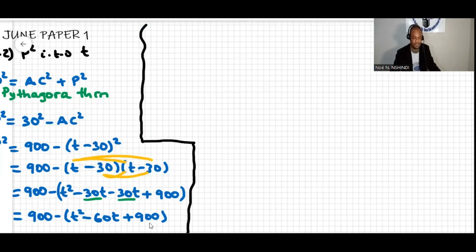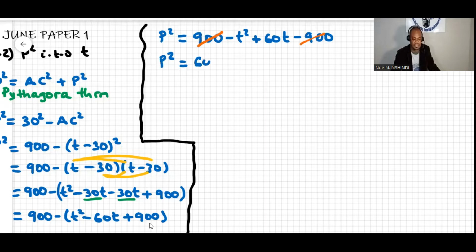So I can write p squared will be equal to 900 minus, and I'm subtracting what is in the bracket, so the signs of the terms within the brackets will be changed. So that will be 900 minus t squared plus 60t, and then minus 900. Now the 900 and negative 900 here will cancel out, and then p squared will be equal to 60t.